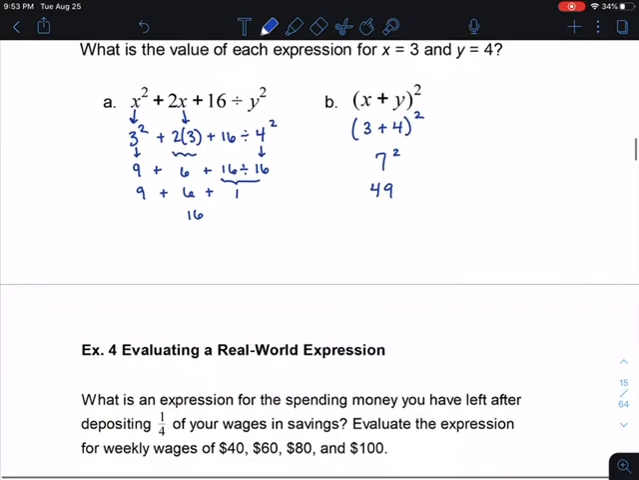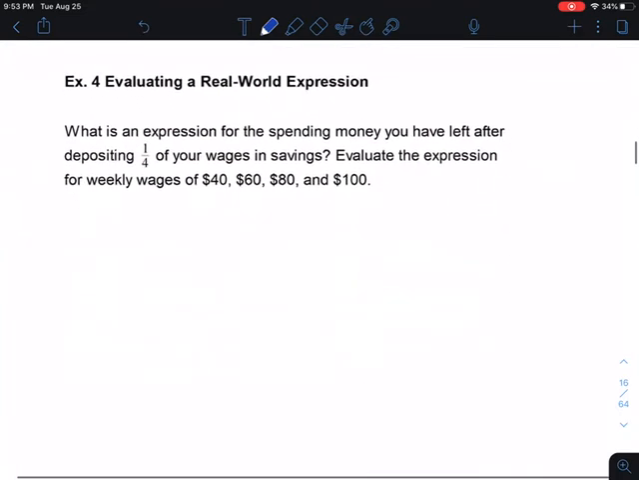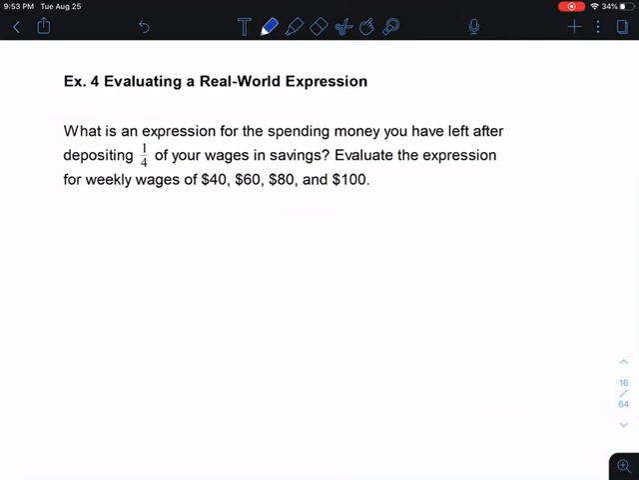And example 4. Example 4, evaluating a real-world expression. It says, what is an expression for the spending money you have left over after depositing 1/4 of your wages in savings? Evaluate the expression for weekly wages of $40, $60, $80, and $100. So what is an expression for the spending money you have left after depositing 1/4 of your wages in savings? Well, if I'm putting in 1/4 of my wages, how much of my money do I have left over?